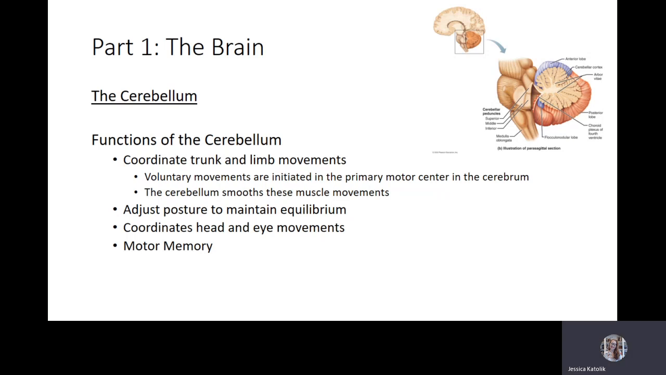by integrating information from proprioceptors, photoreceptors, and equilibrium receptors. The cerebellum is able to adjust these motions to make them very smooth and clean. Also, it helps adjust our posture so that we are able to maintain equilibrium. So we're able to sit upright and stand upright without falling over.